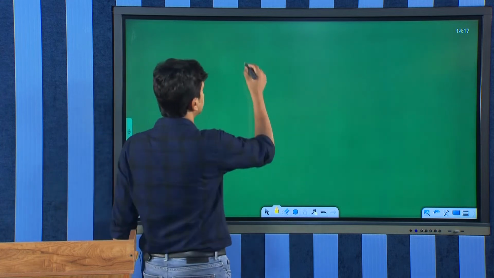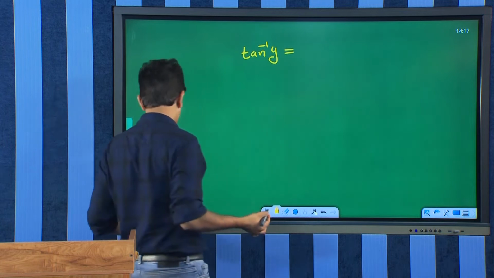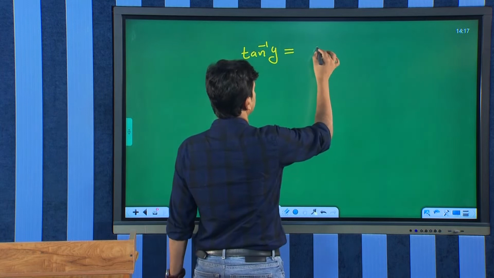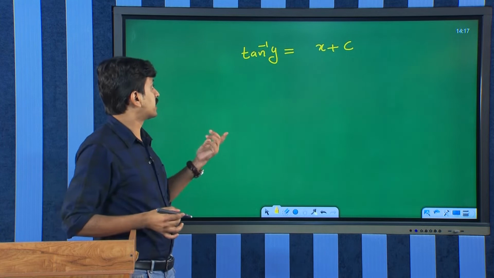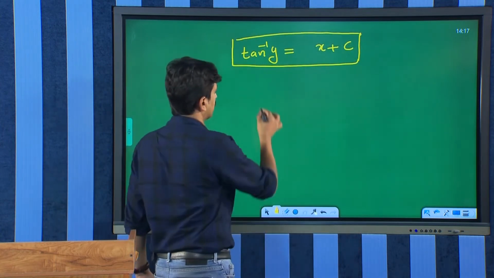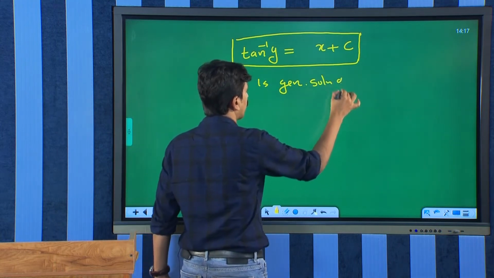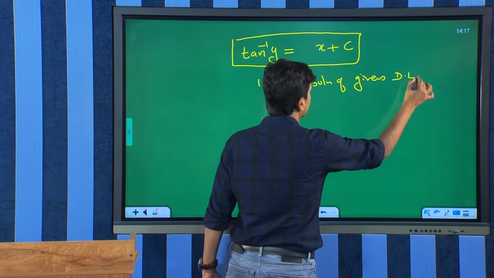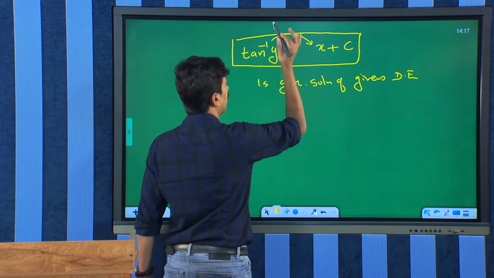So, we will have tan inverse of y is equal to the integral of dx, that is x. So, the integral of dx is x plus c. Okay. So, we can write this as tan inverse of y is equal to x plus c, which is the general solution of the given differential equation.